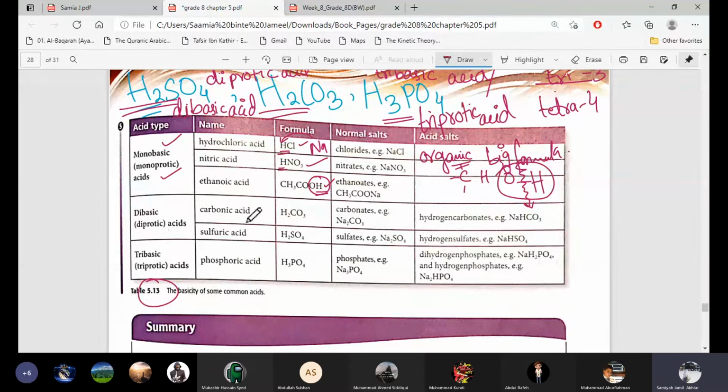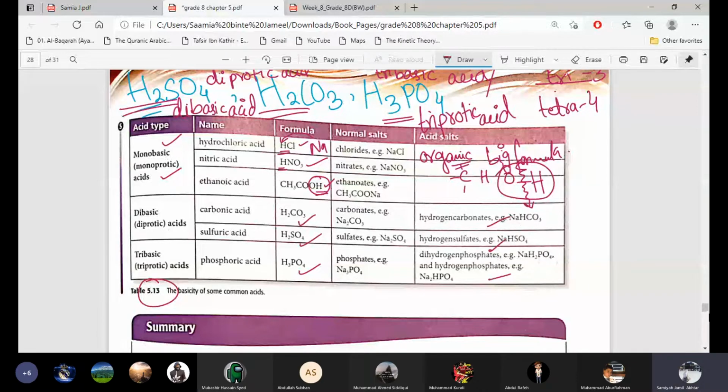Okay, good. In dibasic also, carbonic and sulfuric, these both are dibasic or diprotic because they have two hydrogens. Phosphoric acid has 3 hydrogens, so it's tribasic or triprotic. Their salts are also written. Carbonic acid makes carbonates, sulfuric acid makes sulfates, and phosphoric acid makes phosphates. There are other salts also written. Now, how these other salts are formed, you can see this one.